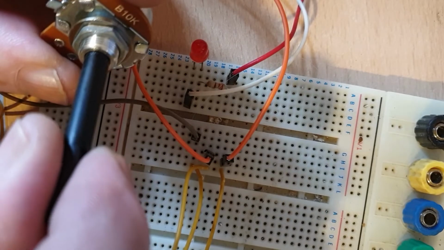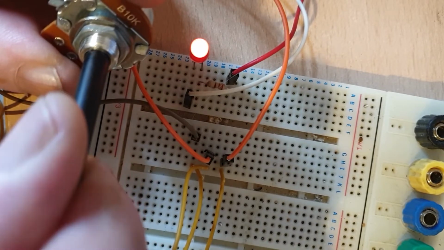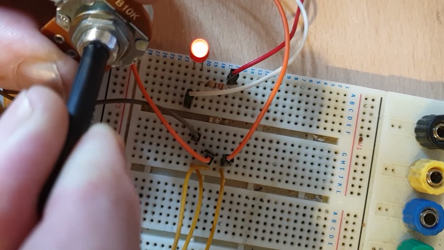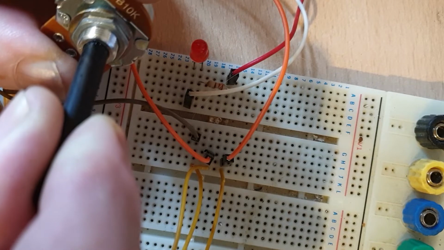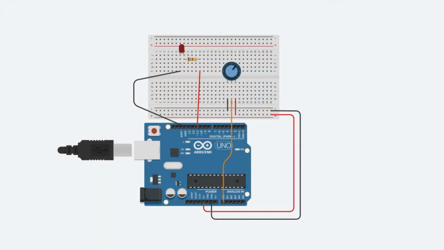Last time we were successful in using an analog input to control the brightness of an LED. In this video we will see how we can use the switch statement to light up a series of LEDs depending on the state of the same input. This is the circuit we built in video number 5.